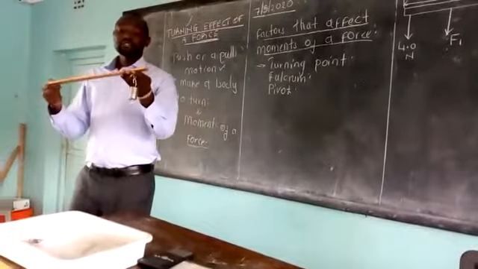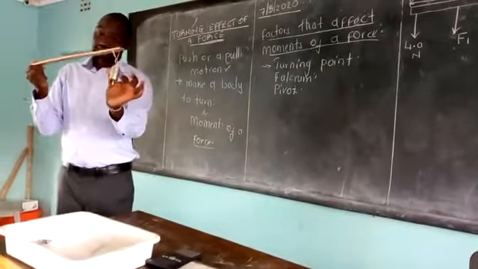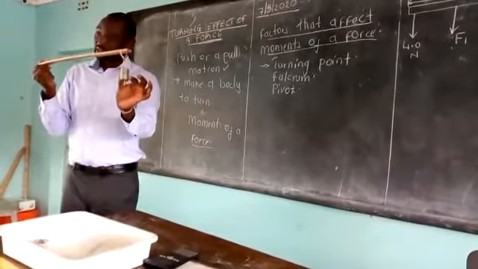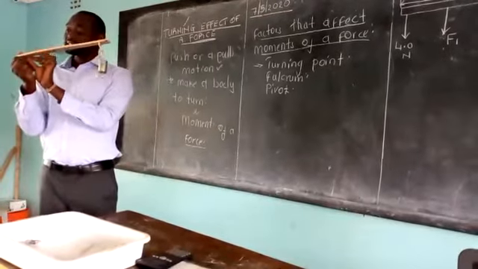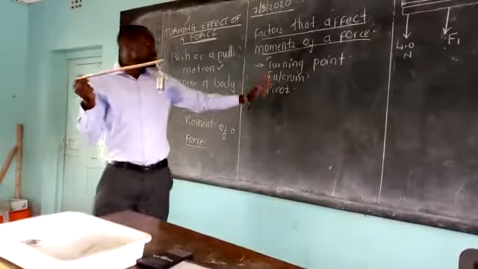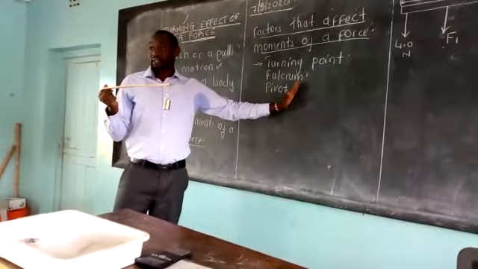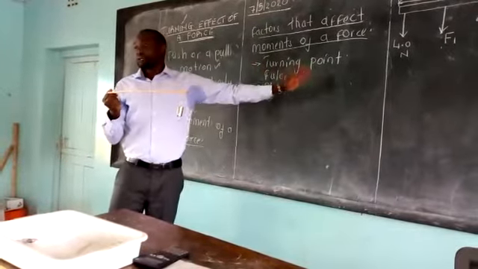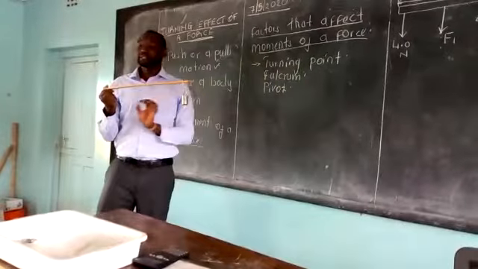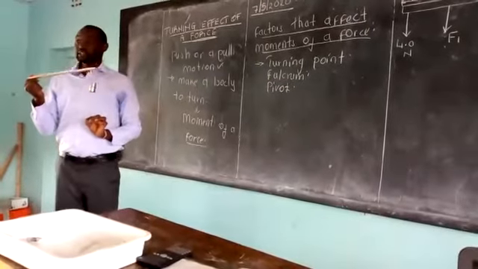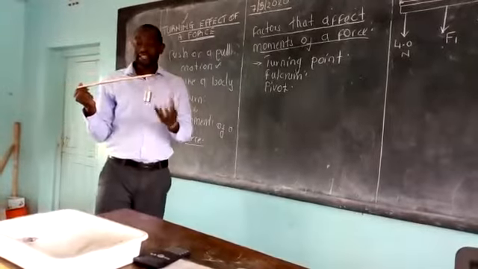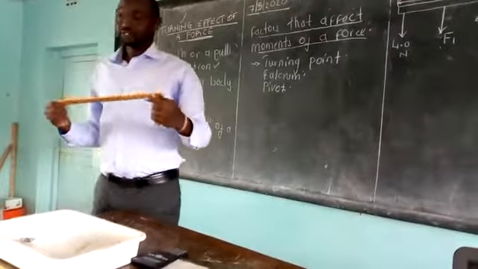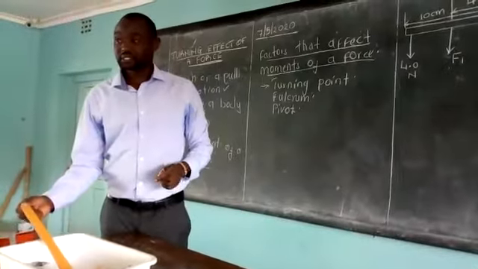So, moment of a force: we have the force itself that is causing the turning effect, and we have the point at which the system is turning, that is the pivot or the fulcrum or our turning point. We can just call it by any of those three names. So which are these factors that affect the turning effect of a force, or the moment of a force?